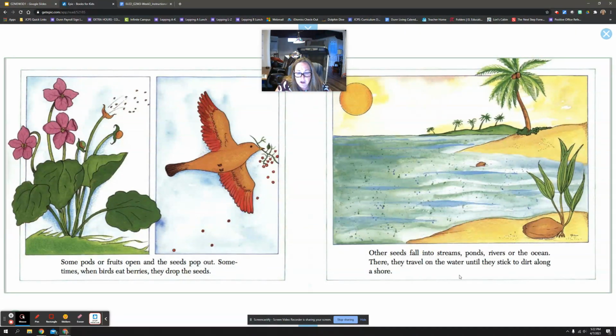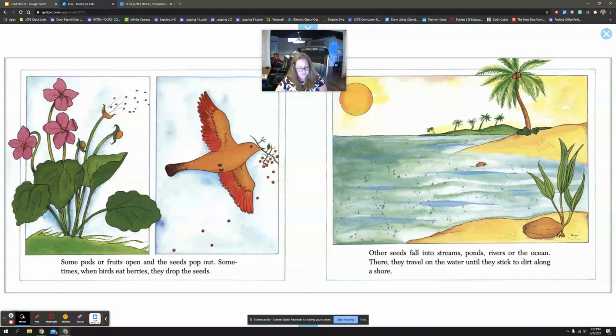Other seeds fall into streams, ponds, rivers, or the ocean. There they travel on the water until they stick to dirt along a shore. Imagine if you were this seed right here, maybe this coconut fell into the water and then it just floated along until it got to another shore and then it landed there. And that's another way that a seed can get moved.